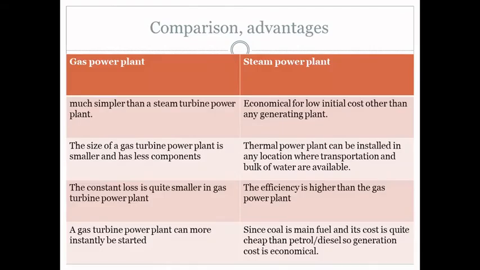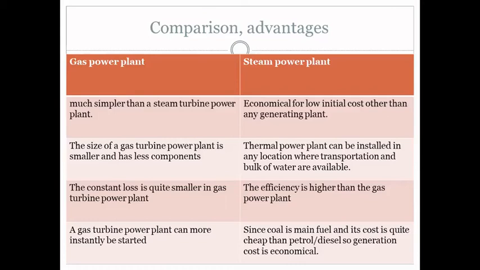Comparison, advantages. First, a gas power plant is much simpler than the steam turbine power plant. Second, the size of a gas turbine power plant is smaller and it has fewer components. The cost loss is quite smaller in a gas turbine power plant. A gas turbine power plant can be started more instantly.